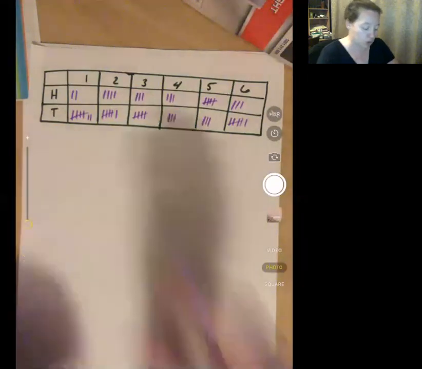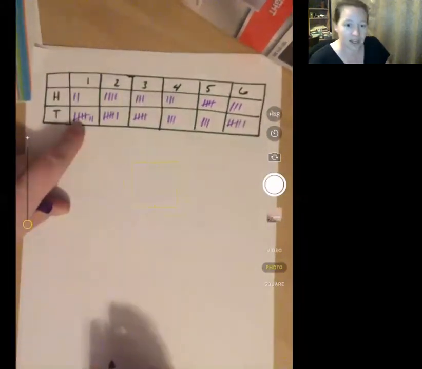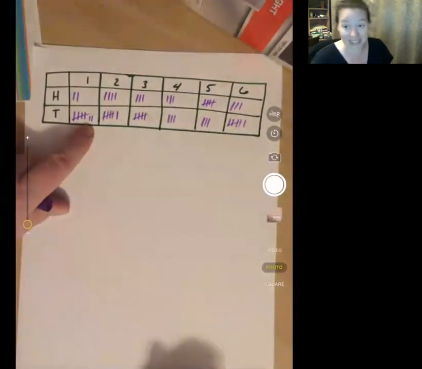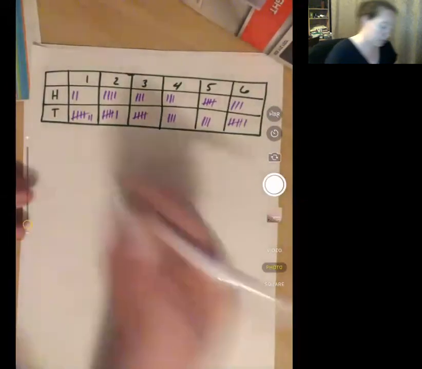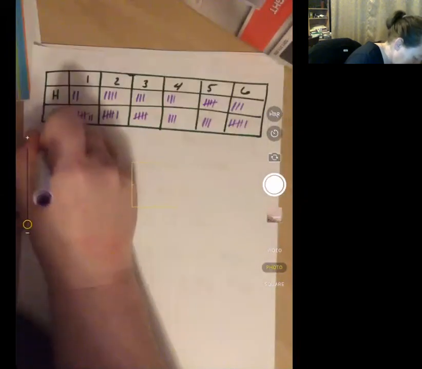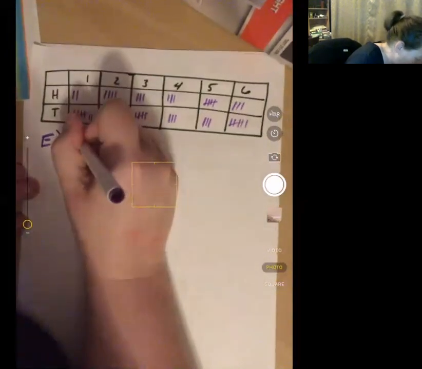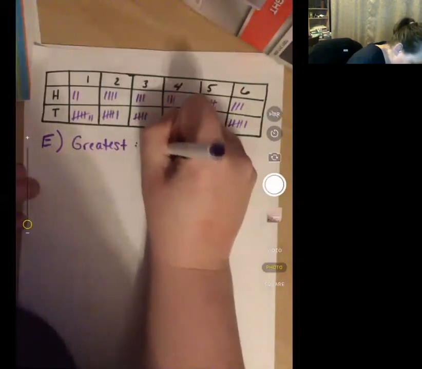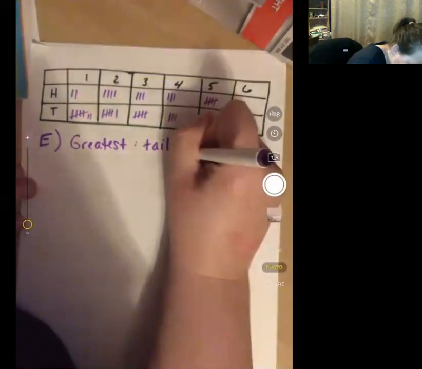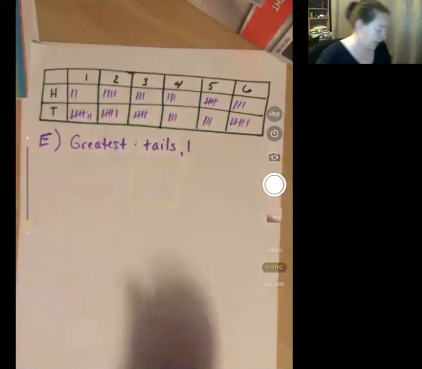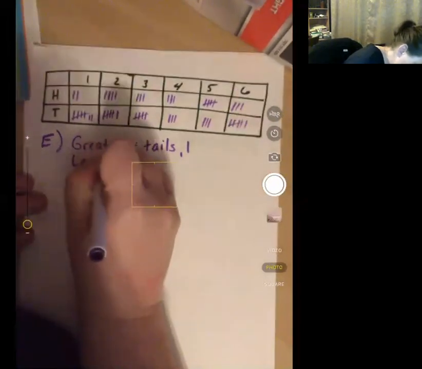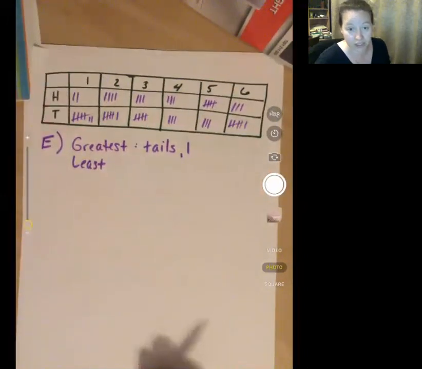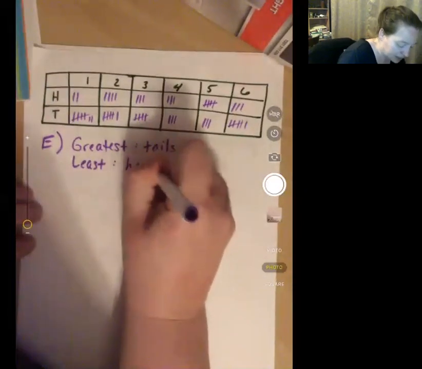So I'm looking at the ones which showed up a lot. This one has a 5 plus a 2 for 7, and it doesn't look like anything else had that much. So I am going to put down E, greatest is tails 1. That's my greatest. And then least is, so look at that. That one only has 2. Everything else has at least 3. Heads 1.